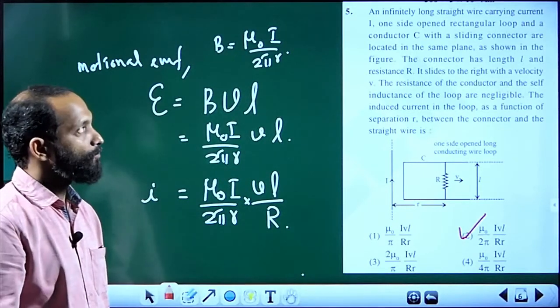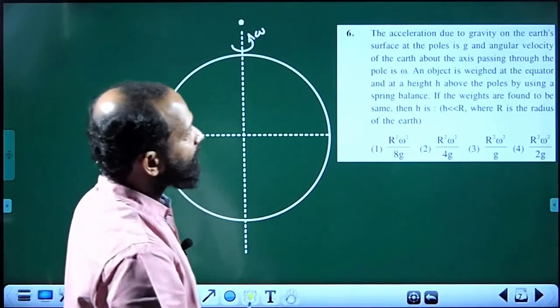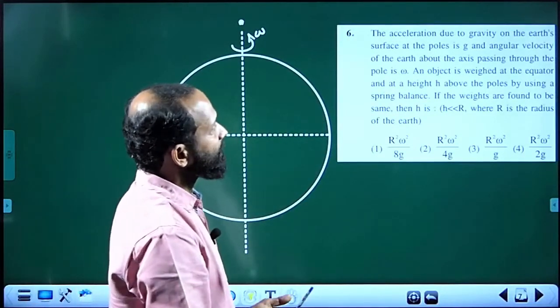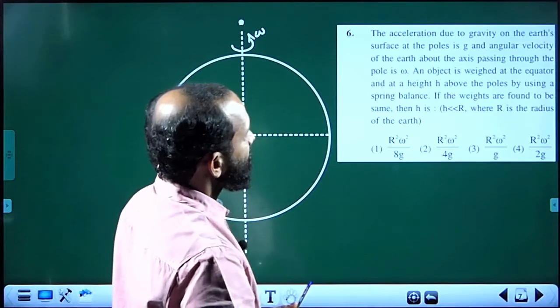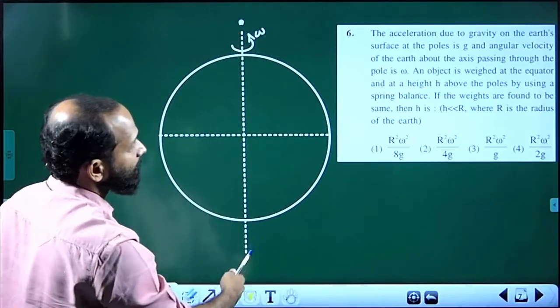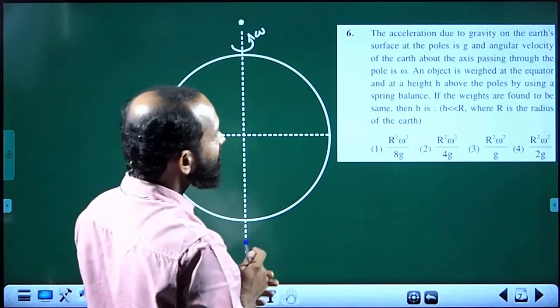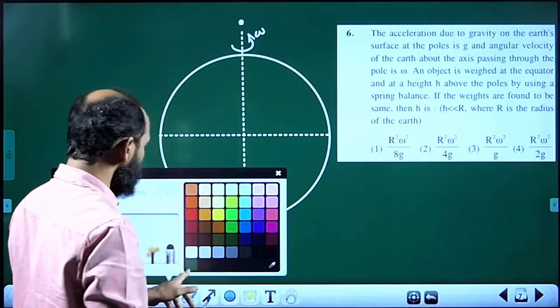So the correct answer is box. Okay, next one. The acceleration due to gravity on Earth's surface at the poles is g. Angular velocity about the axis passing through the center is omega. An object is weighed at the equator.